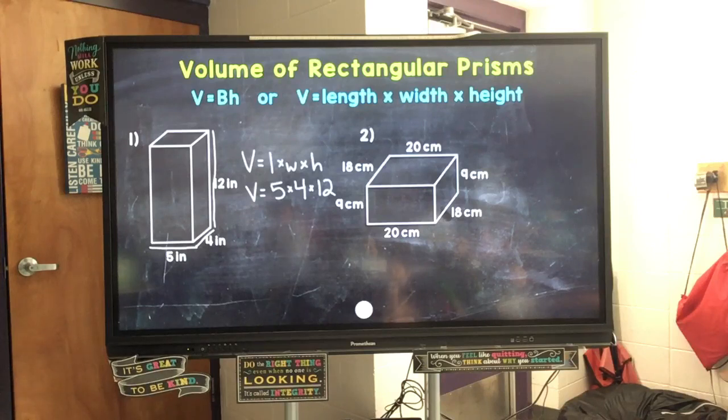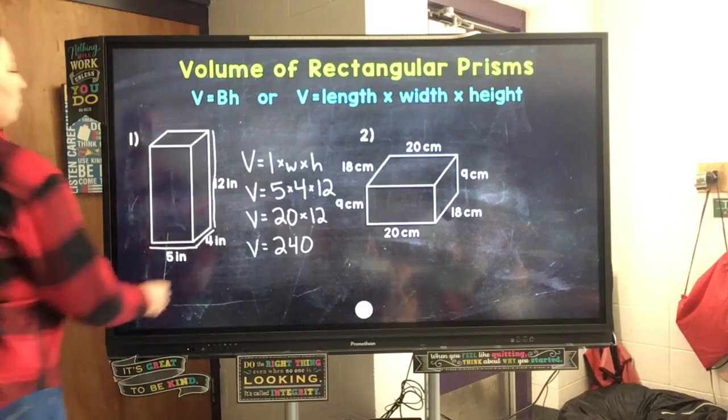So let's do one step at a time here. 5 times 4 gives us 20. That's the area of our base. And then multiply it by the height of 12. So 20 times 12, that's going to give us 240. Now we need to remember our unit of measure here. Our answer represents how many cubic units fill our rectangular prism. So for number 1, we have cubic inches.